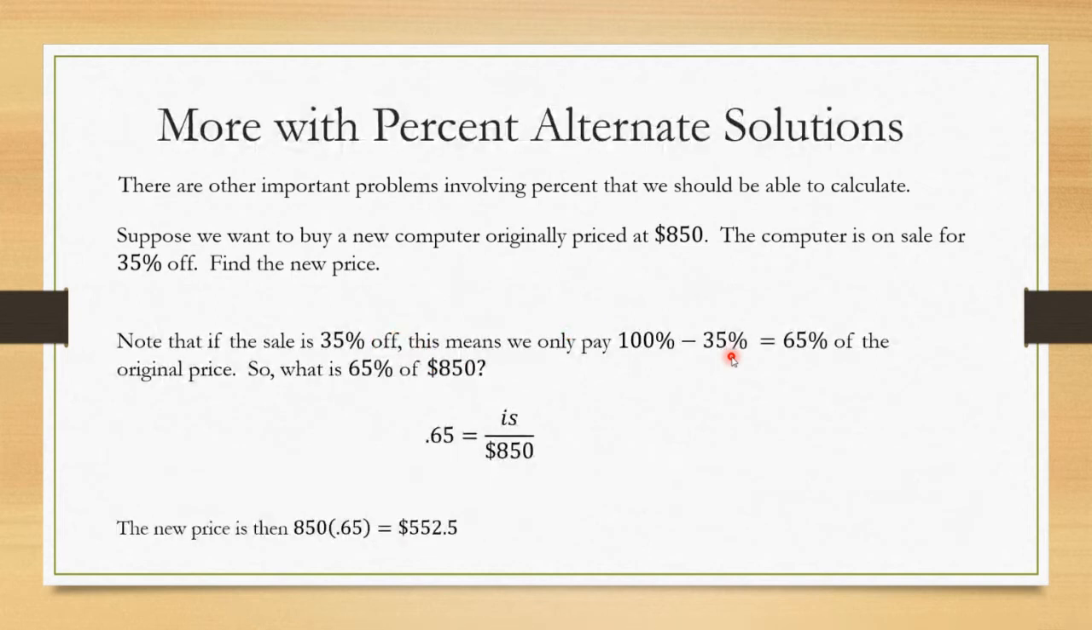Okay. Well, another way to think about it is this. If it's on sale and they took 35% off, that really means we're paying 65% of the original price instead of 100%. 100% is no discount, right? You're paying the whole entire price. But they're taking 35% off. That means we're only paying 65% of the original price. That's what we're paying. Okay, so then the question boils down to, what is 65% of 850? That's going to be the new price.